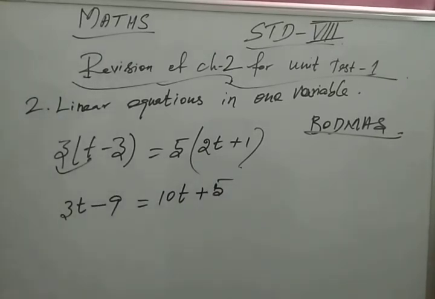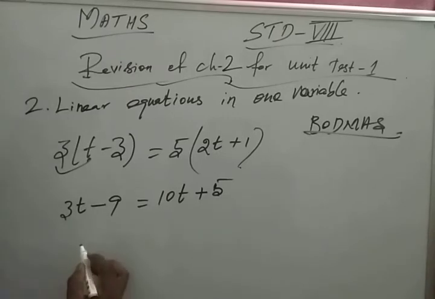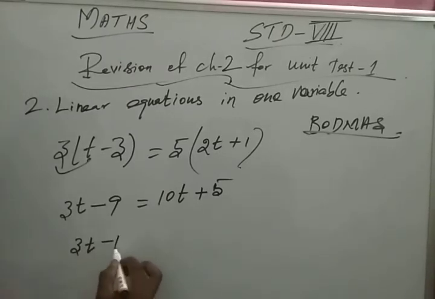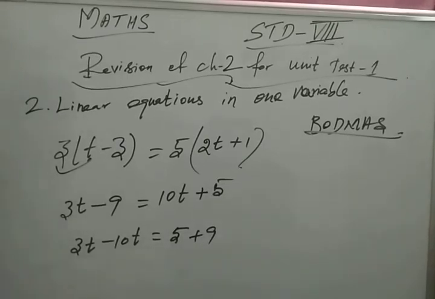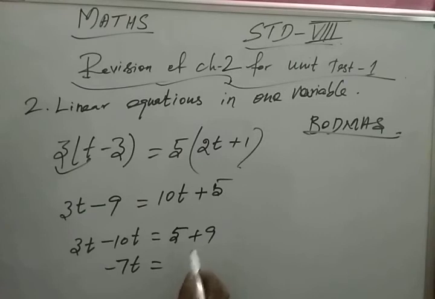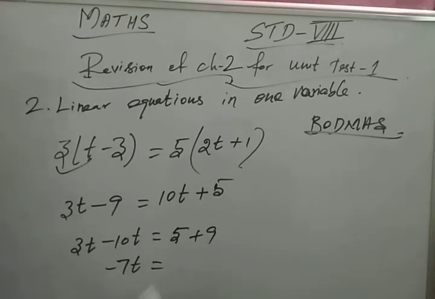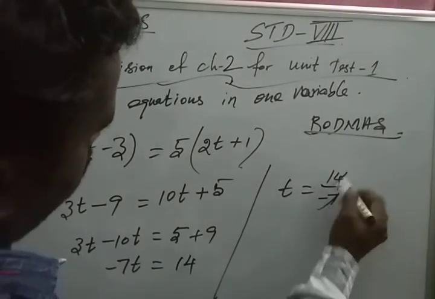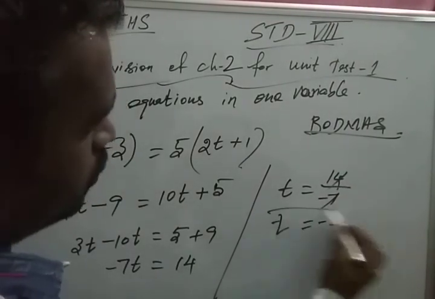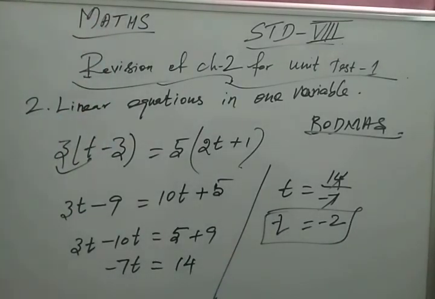Now we have to take the variables to one side. So 3t minus 10t is equal to 5 plus 9. The minus 9 will come as a plus 9. Then minus 7t is equal to 5 plus 9, 14. Then we have to find out the value. t is equal to 14 divided by minus 7, which is equal to minus 2. t is equal to minus 2.